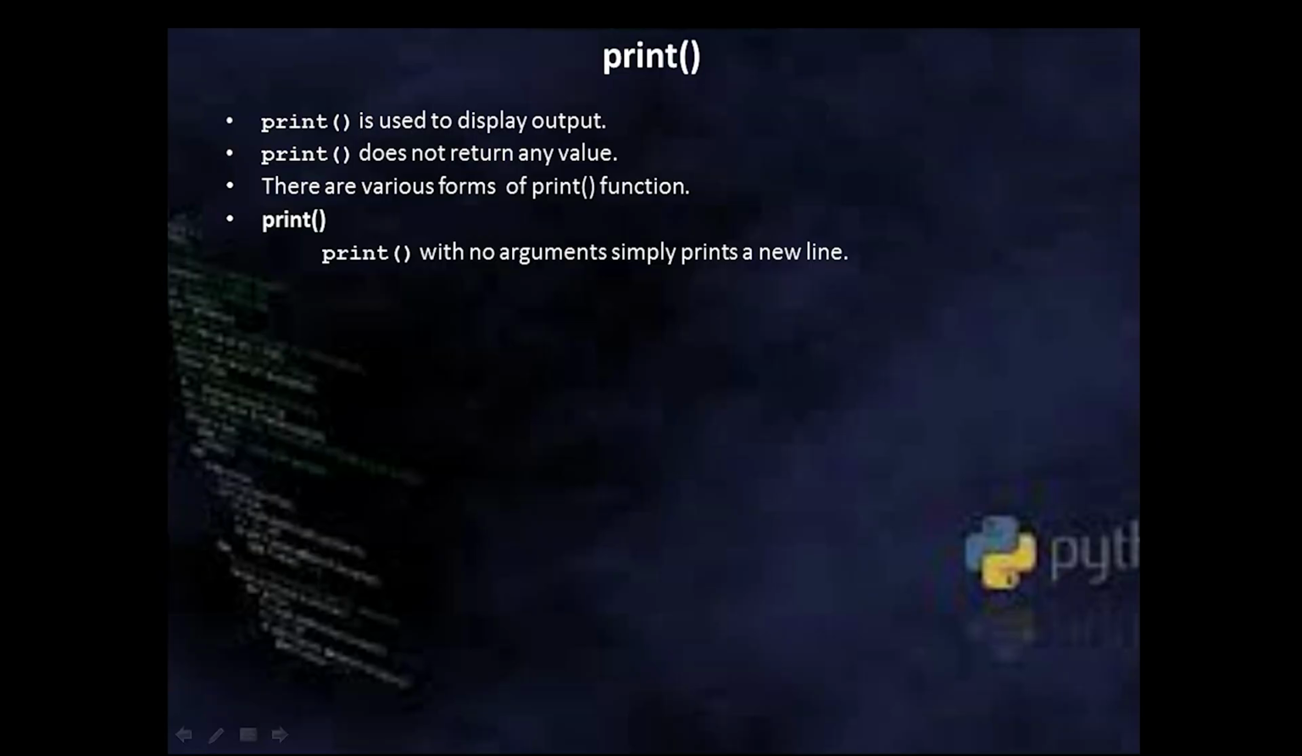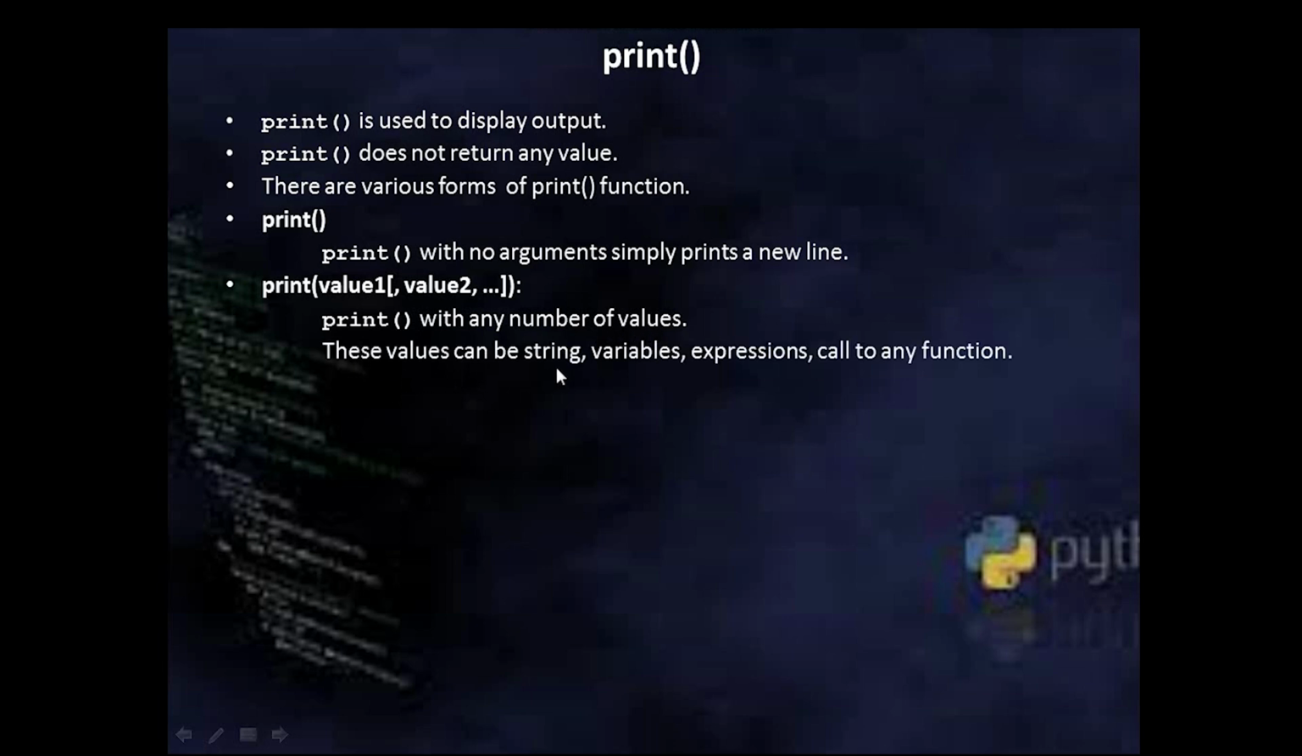Then the next form is print with a list of values. You can pass any number of comma-separated values, like value 1, comma, value 2, and so on. The square brackets indicate it is optional. Now these values can be variables, constant values, expressions, or calls to any other function. What this print statement will do is display all these values one after another on the monitor, and all these values are by default separated with a space.